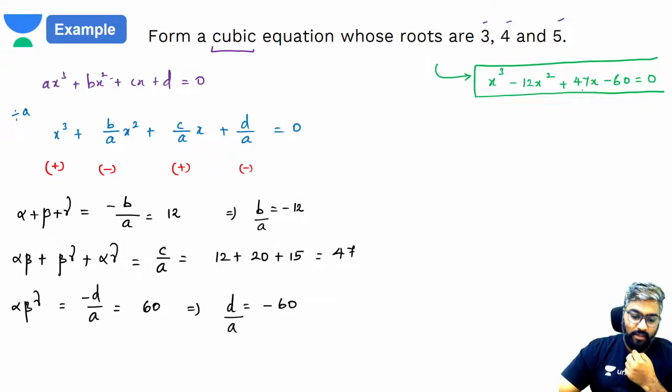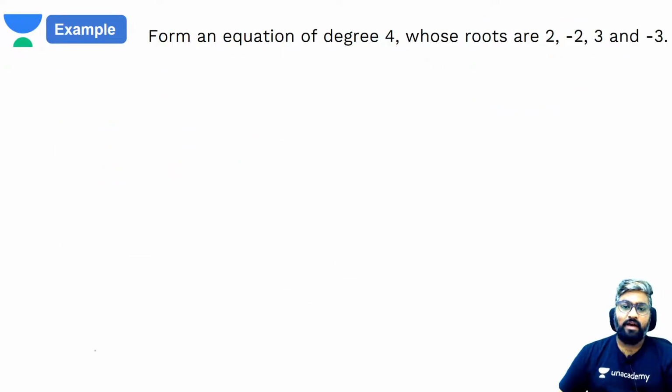Minus 12 plus 47 minus 60. Very good, very good. Superb, Nikunj, Sayali. Beautiful, guys. Let's try one more.